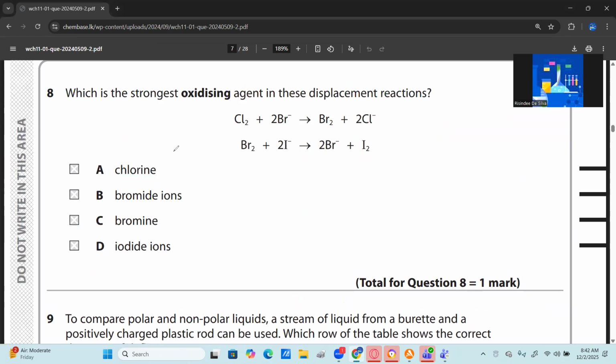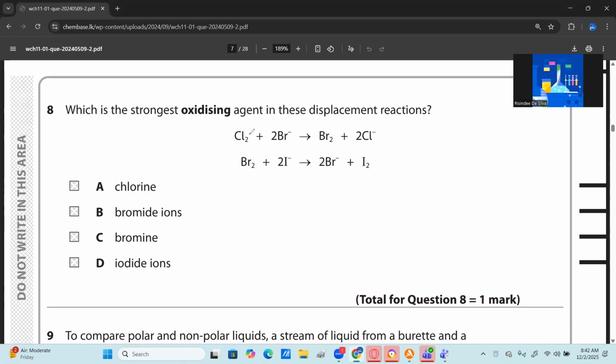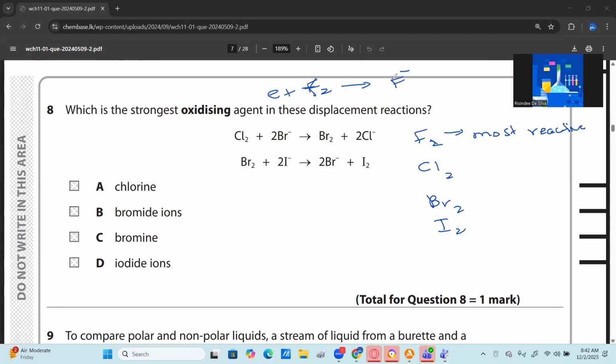Which is the strongest oxidizing agent in these displacement reactions? Normally, children, if you take group 17, the most reactive element is fluorine, the one at the top. Most reactive means fluorine can easily form its ion. In order to become stable, it can take one electron to form F minus.